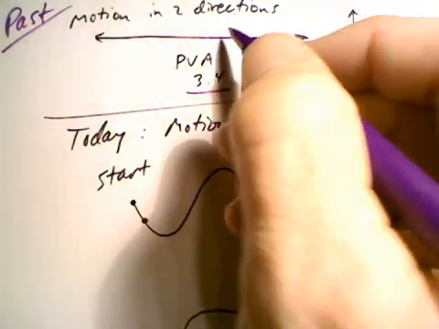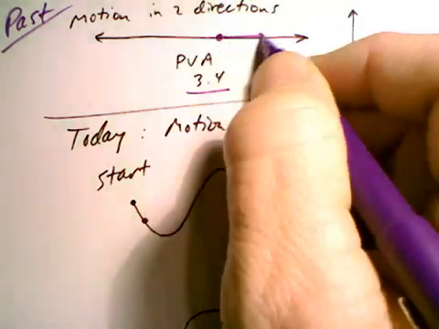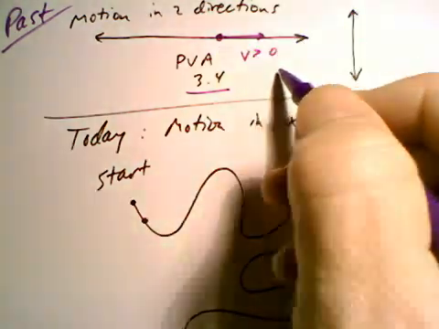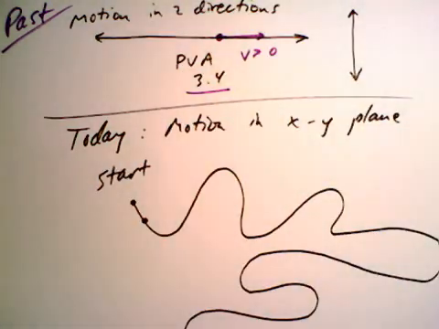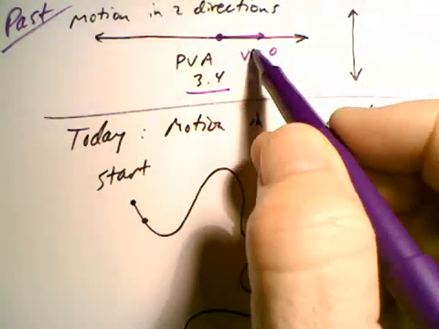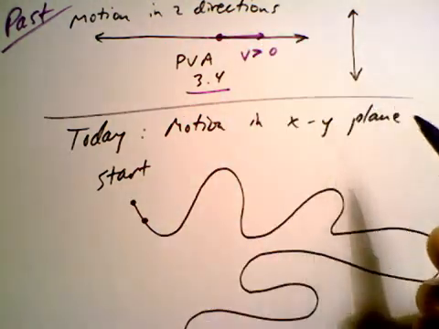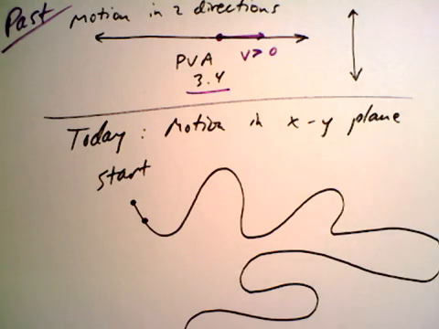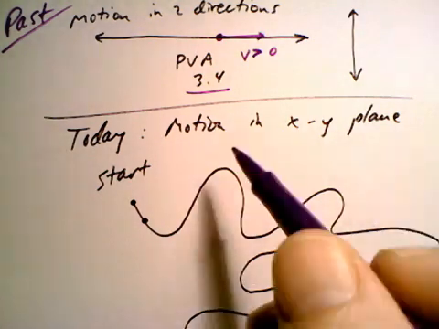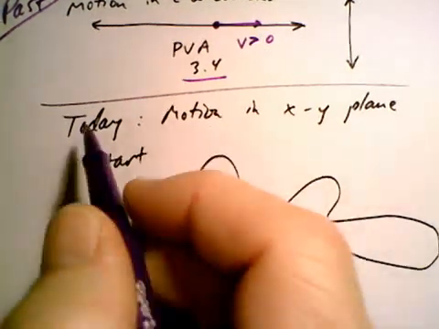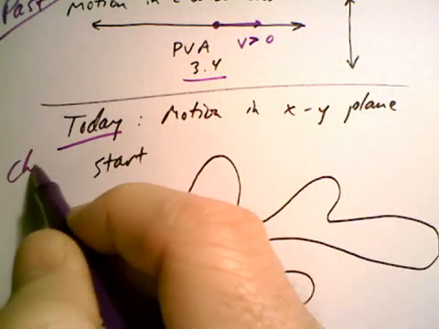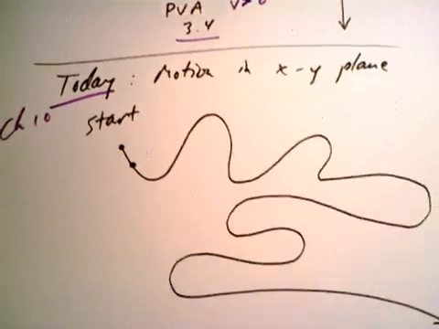And if we say a position here, and the particle's moving to the right, the velocity is greater than 0. Particles moving to the left, the velocity is less than 0. So we have movement, velocity, acceleration, and we still have that when we're dealing with motion, but today, and in this chapter 10 really, we have motion in the XY plane.